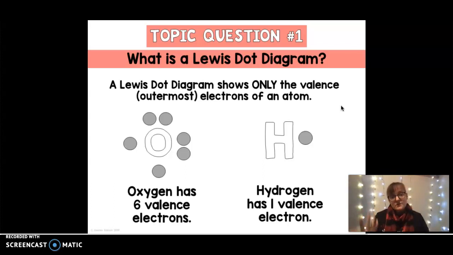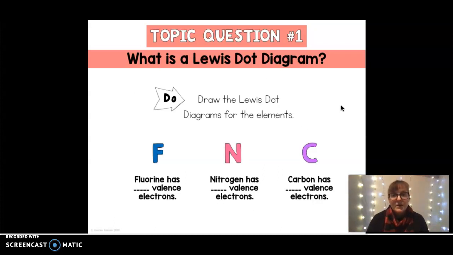Then group 14 has 4, group 15 has 5, group 16 has 6, which is where oxygen lies. Group 17 has 7, and group 18 is a trick. It's not 8, it's full. Okay. So, if you have a Lewis dot diagram for these ones, fluorine is in group 17, so we'll have 7 valence electrons. Nitrogen is in group 15, so we'll have 5 valence electrons. Carbon is in group 14, so it will have 4 valence electrons.